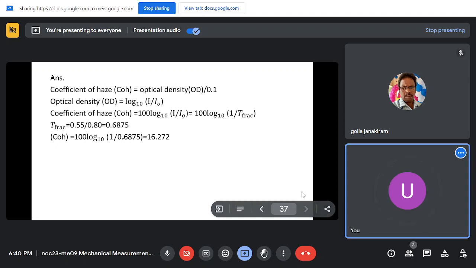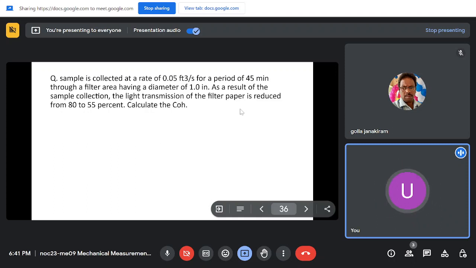In this case, we know that coefficient of haze is calculated as optical density divided by 0.01, and optical density is expressed as log 10 of I by I naught, or intensity by intensity naught. This I by I naught can also be written as 1 by T frac, the fractional transmittance. This fractional transmittance is how much the light is getting reduced. We have to calculate the fraction. They have said that the transmission is reduced from 80% to 55%.